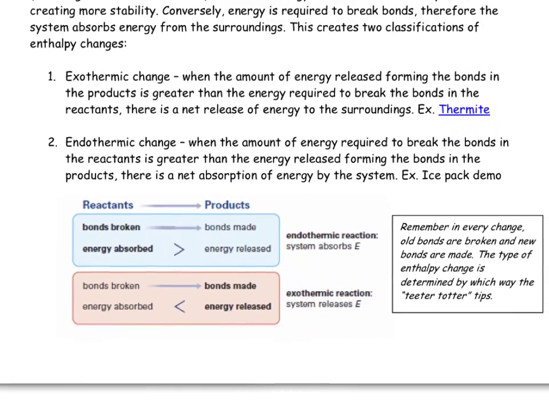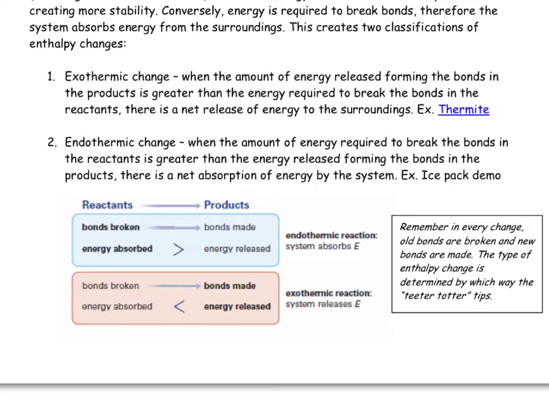Below is a visual way to represent an exothermic and an endothermic change. Remember that in every change, old bonds are broken and new bonds are made. The type of enthalpy change is determined by which way the teeter-totter tips, meaning which side has more energy, the reactants or the products. If the reactants have more enthalpy, then the change will be exothermic. If the products have the most enthalpy, then the change will be endothermic.